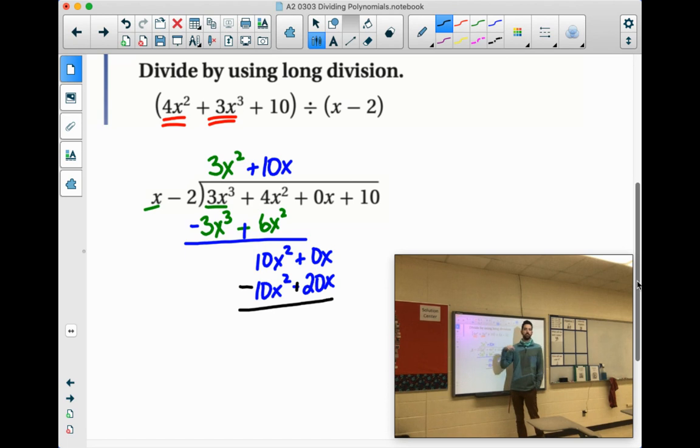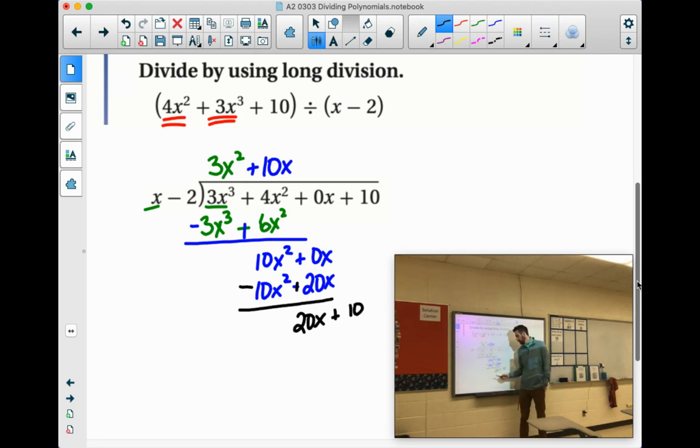Now eventually, once you do a few of these, when you multiply 10x times x and you get 10x squared, just go ahead and make it negative right there. Make it the opposite. But we're fine. So 10x squared minus 10x squared, 0. 0x plus 20x is 20x. We bring down our plus 10 here. And let's see what we got.